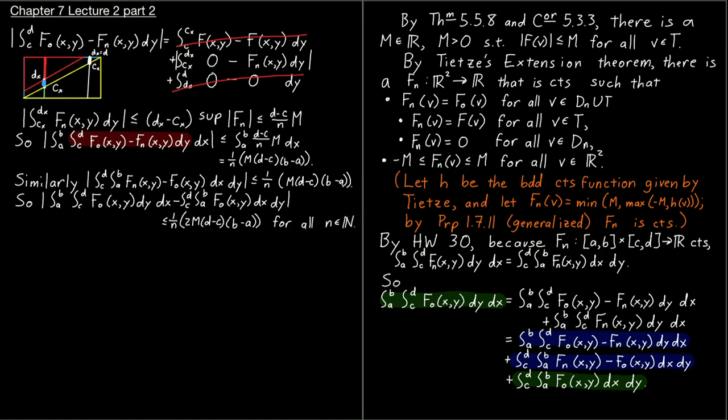And the only way this can be true for all natural numbers n is if the thing you're taking the absolute value of is 0. Notice the thing in the absolute values doesn't depend on n. So we must have that the integrals in the two directions are equal, and that is to say f naught is Fubini integrable.